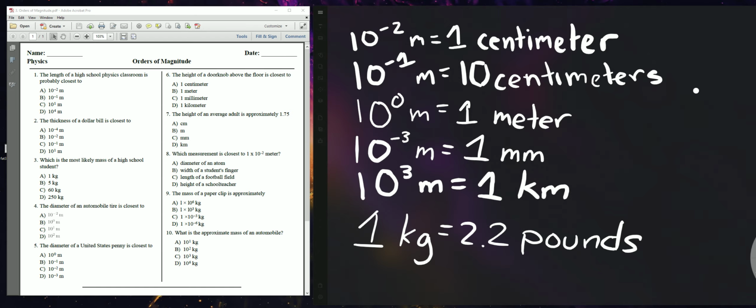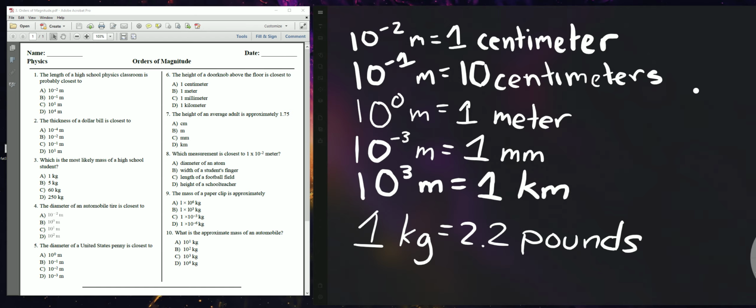The height of a doorknob above the floor is closest to what? Again, the kilometer doesn't make sense. D doesn't make sense. C, most definitely not. A, we know that a centimeter is the diameter of a penny. And so our only choice left is B, 1 meter. The height of an average adult is approximately what? We know it can't be A or C, centimeters or millimeters. We also know it can't be D, a kilometer, that's too much. That's 1,000 meter sticks. So we would say the height of an average adult is approximately 1.75 meters.